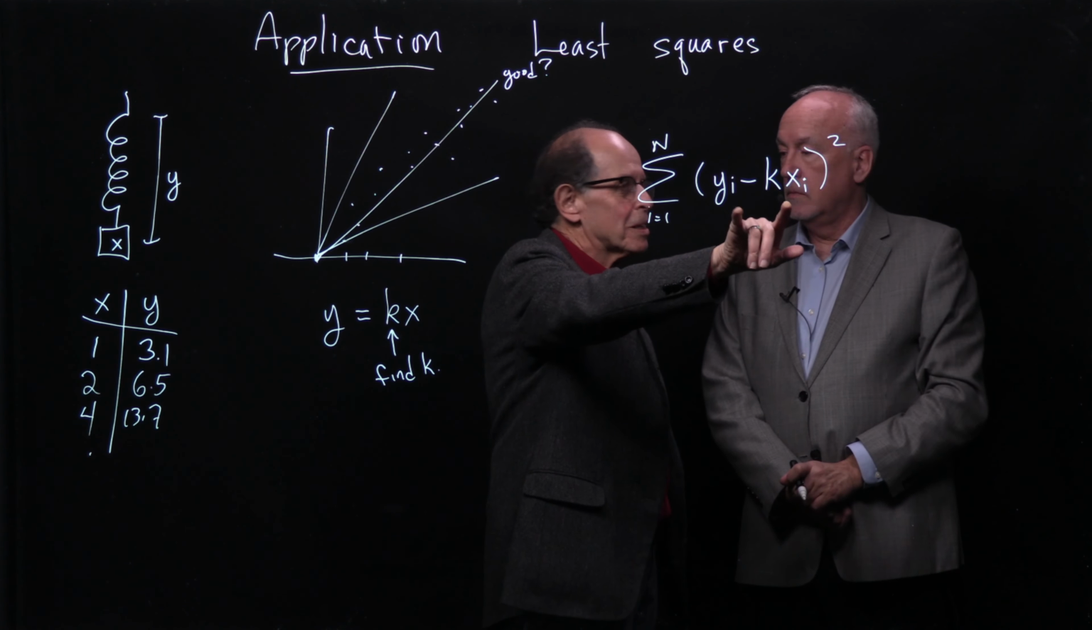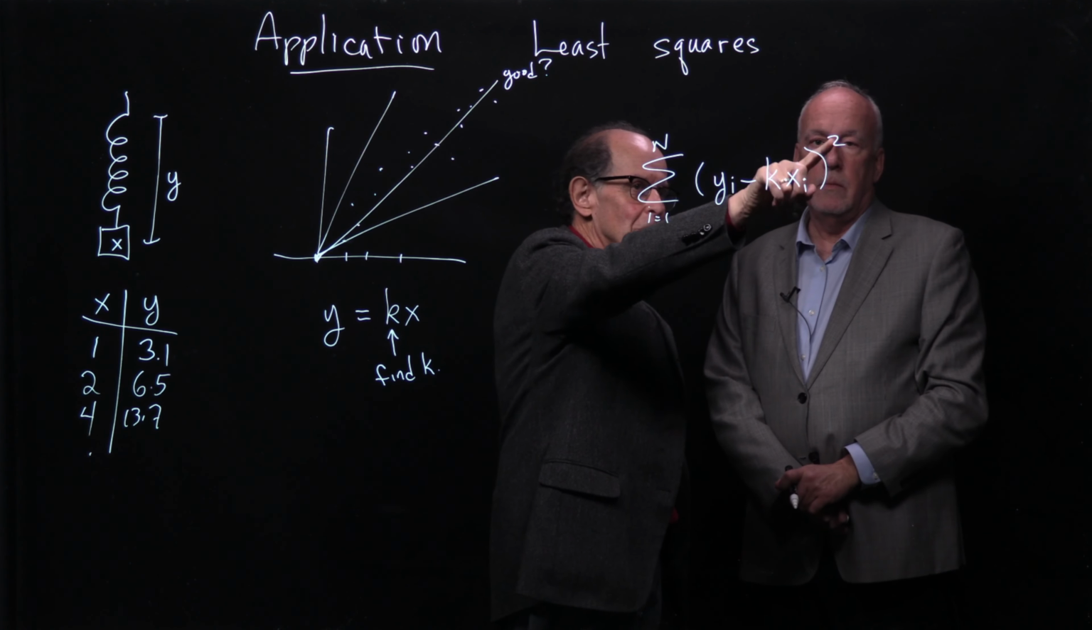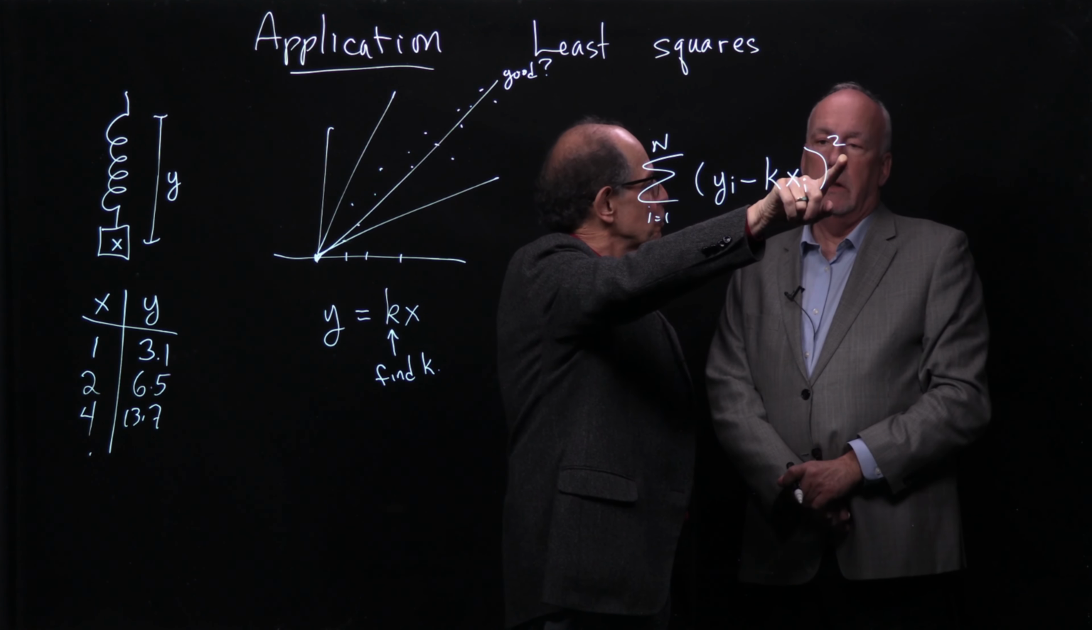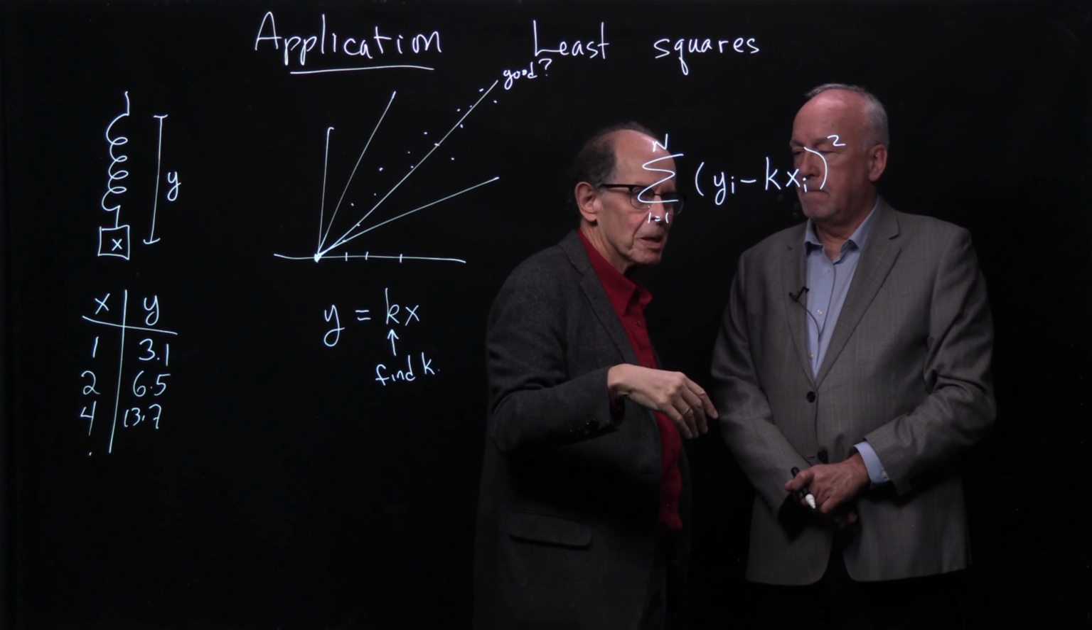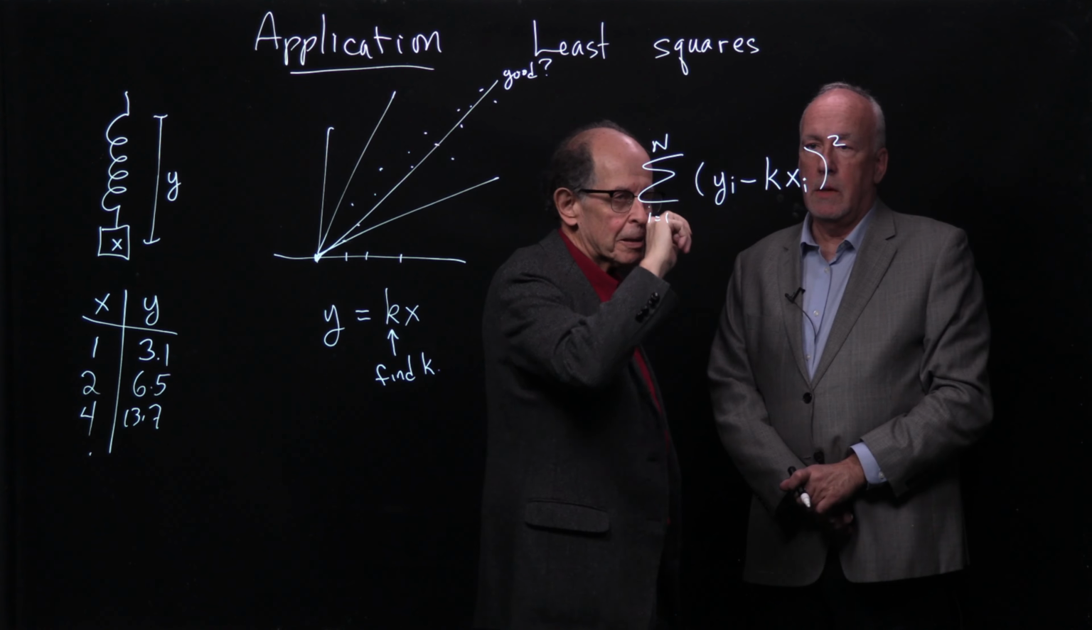You want to just get the error, so you have to square it. But you could have changed this number. You could have put 4 or something even so that negatives don't come in. How do you pick that? Where does that come from?